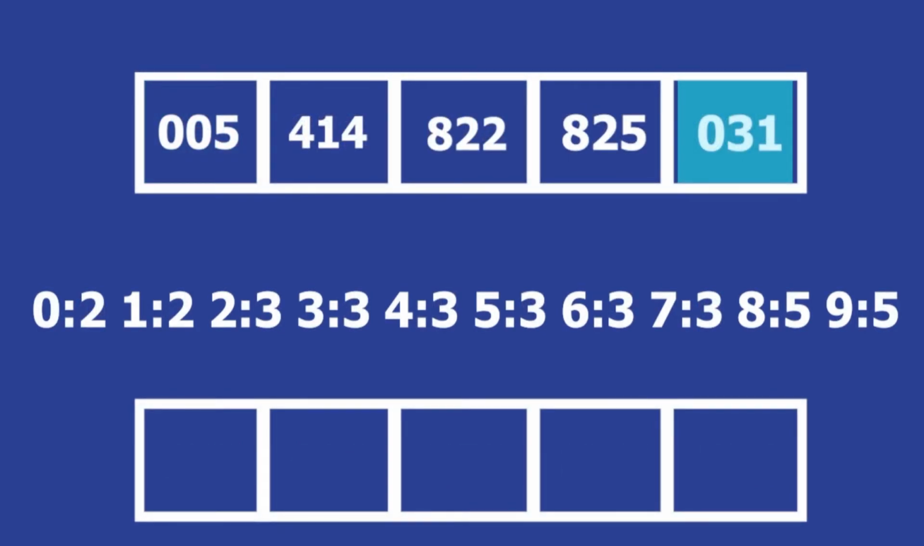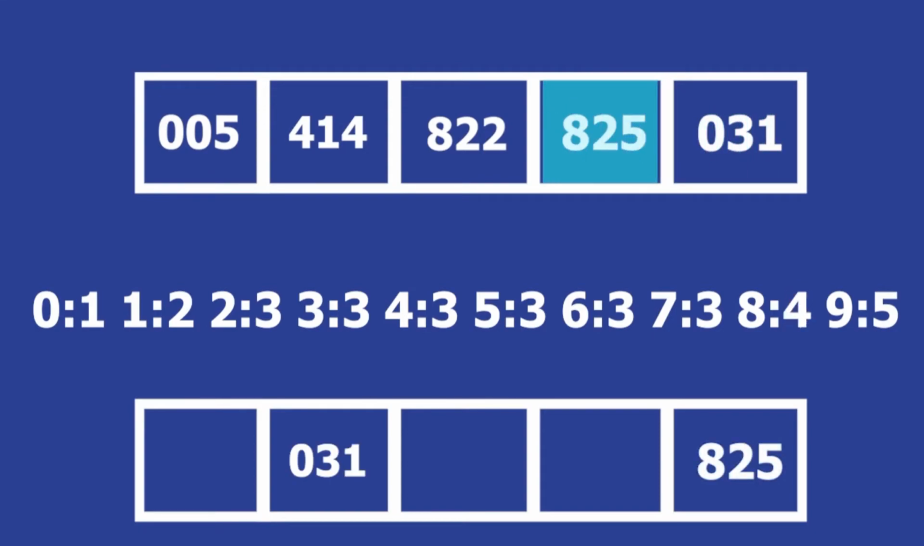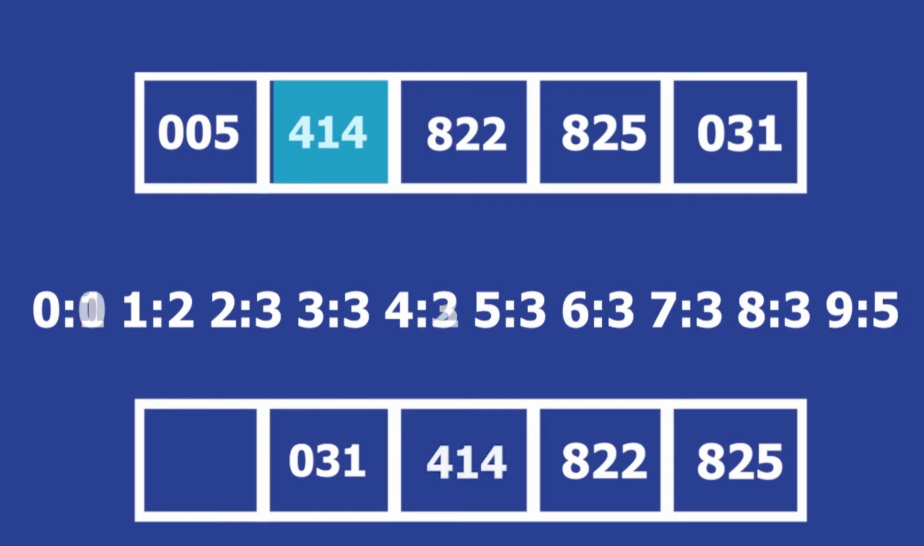Now let's perform the final iteration a little quickly. 31 goes into location 2, 825 into location 5, 822 into location 4, since the location count has been decremented, 414 straight into the middle, and 005 in the very beginning. Our array is now in increasing or ascending order.